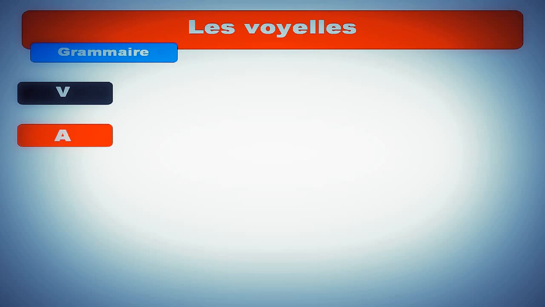A. Repeat. A. E. Repeat. E. I. Repeat. I. O. Repeat. O. U. Repeat. U. I. Repeat. I. Okay, so in this case, of course, the letter is Y, alright? But then the sound is I, okay?